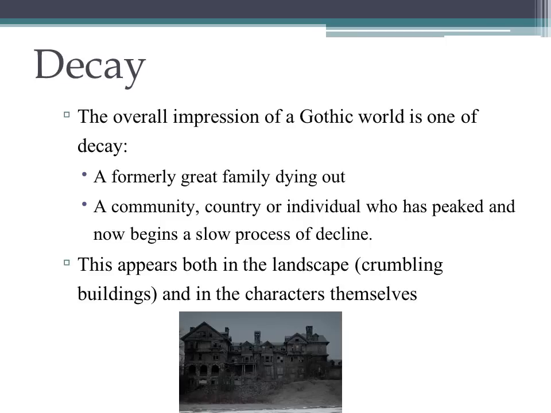Lastly, what we do see in terms of the environment is an overall impression of decay. Either the family is dying out, or a community, a country, an individual has peaked, and now they begin the slow process of decline. And this is oftentimes manifested by the environment, where you see a manor house or castle crumbling into ruin, like the picture you see at the bottom of this slide, and in the characters themselves.